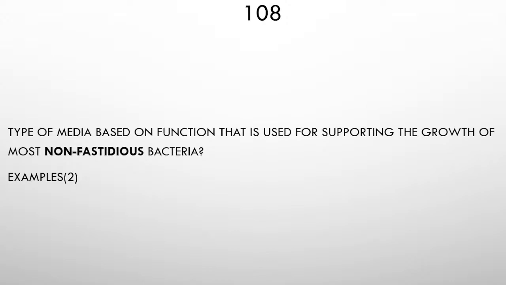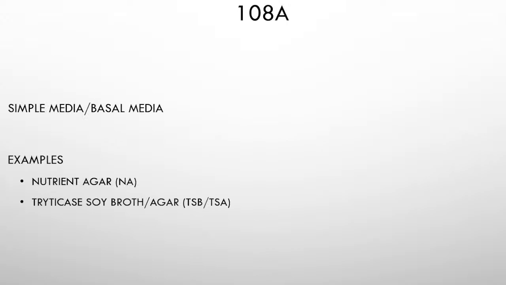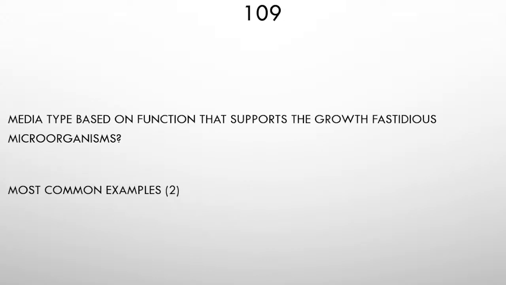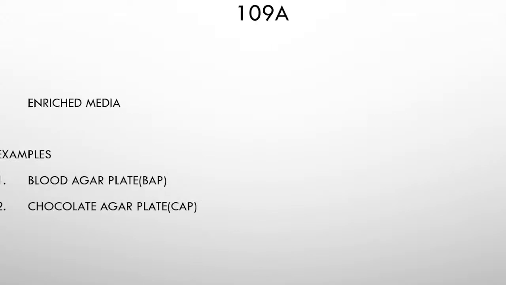All right, what are the members of the HASEC group? Haemophilus, Actinobacillus, Kingella, Eikenella, and HASEC, Cardiobacterium pala. All right? Please don't forget them because they're important in the board exam. Now, let's move on to the media type based on function that supports the growth of fastidious organisms. This is now known as your enriched media. And a great example of this is your blood agar plates and chocolate agar plates.